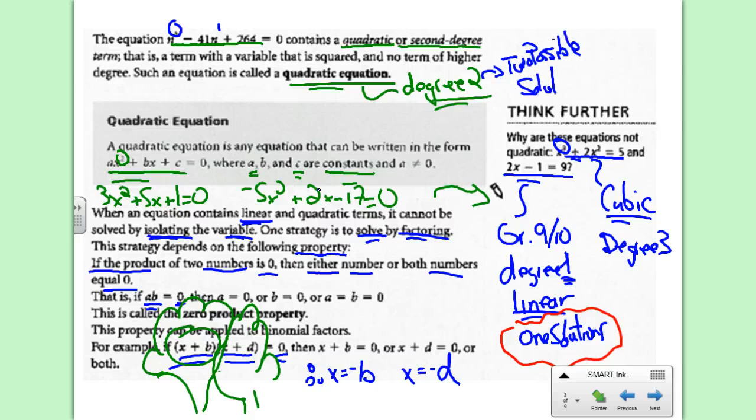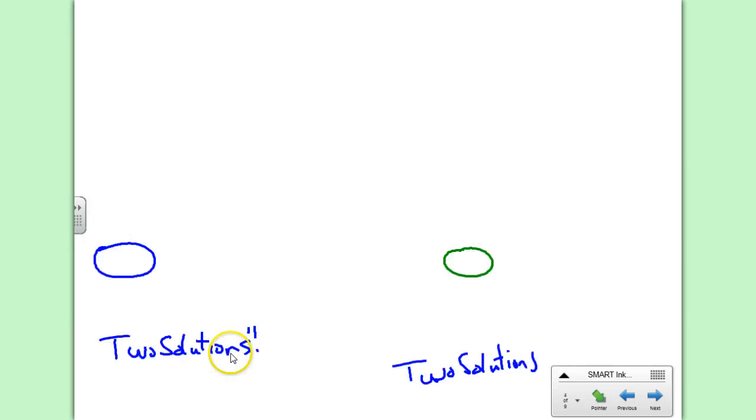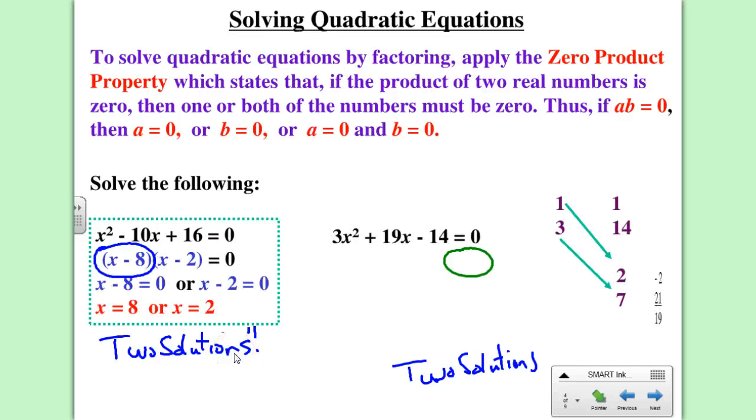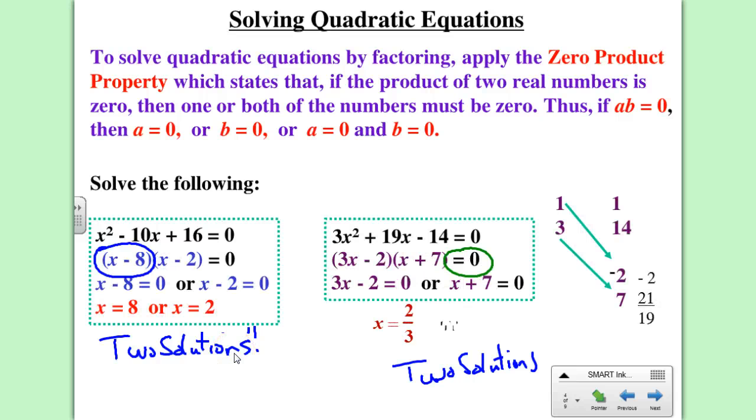If you look at the cubic, which we'll do in math 30, that should have 3 possible solutions. Why? Because it's degree 3. So the more the degree, the more the possible solutions are, and there's all kinds of crazy kinds. But you start to see why factoring is important.